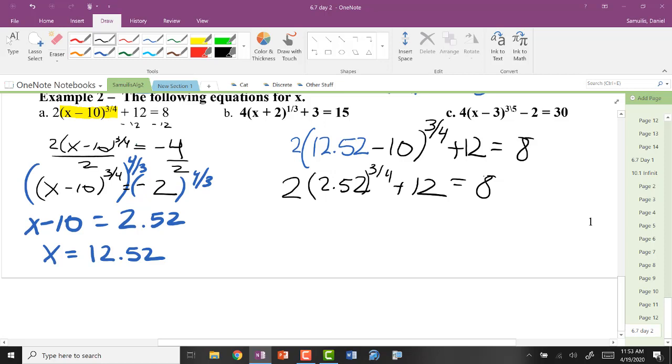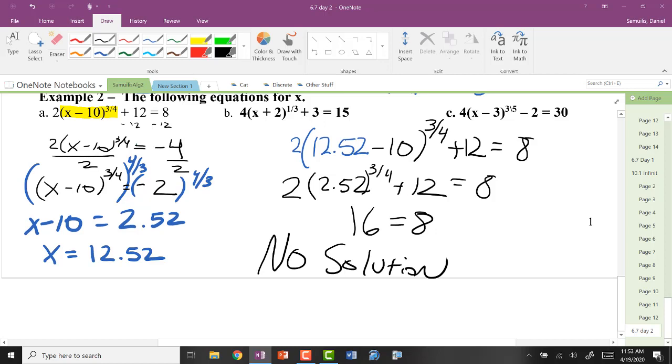Does it equal 8? Okay, I'm just going to type it in my calculator. I'm going 2, parenthesis, 2.52, parenthesis, to the 3/4. I have to make sure the 3/4 is in parentheses, plus 12. Oh no, I got 16. 16 doesn't equal 8. So what does this mean? No solution. All right, so your homework is to now do problem B and problem C.